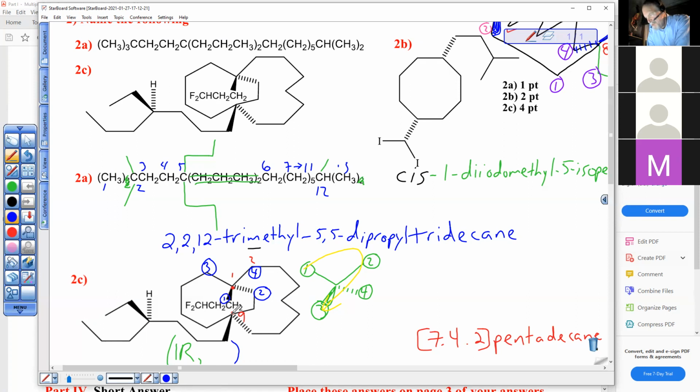25% of the time you're switching the 4 with a 2. 25% of the time you're switching the 4 with a 1. 33% would be the answer. 33% of the time you're switching the 4 with a 3. You switch the 4 with whatever is currently on the dash.